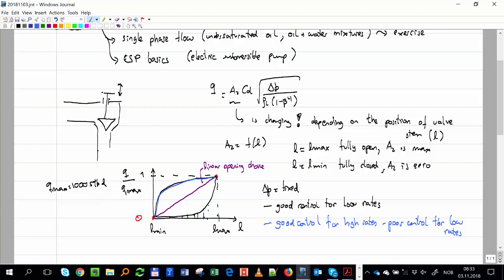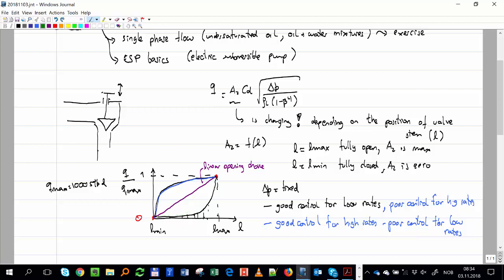To avoid erosion, maybe a cage is better, but a cage maybe behaves like that. Maybe this is better for other things, but maybe behaves like that. So you have to be careful when you select the choke, what range you are interested in and how sensitive the opening is on that range. So here we say good control for low rates, poor control for high rates. And ideally we would like to have a choke which is something like that, where we have a good control.